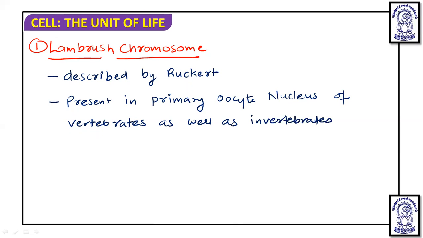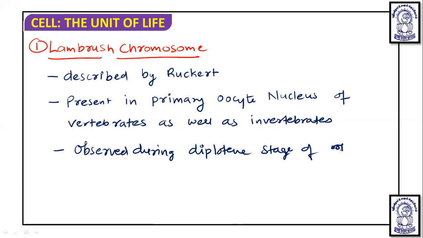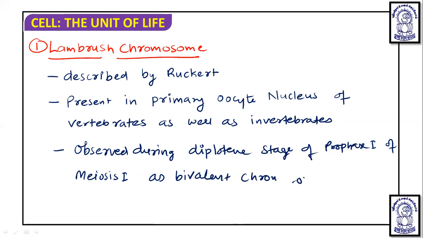Now, this Lampbrush chromosome is observed during the diplotene stage of prophase 1 of meiosis 1 as bivalent chromosomes. Bivalent means they are in a pair.